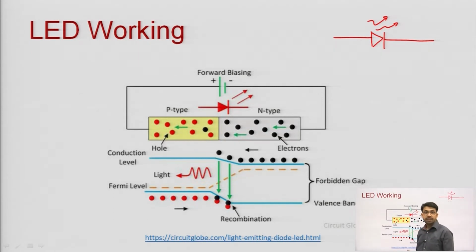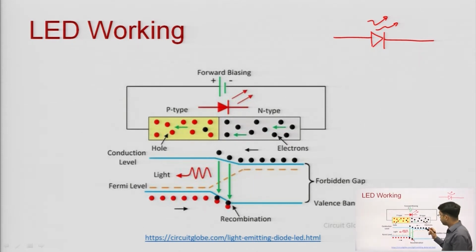When we forward bias this diode, what happens? We have connected p type with the positive terminal of the battery and n type with the negative terminal. The like charges repel each other, so holes will move towards the junction, and in the n type semiconductor, electrons will move towards the junction. At the junction, electron hole recombination will happen as it happens in a normal diode. When an electron combines with a hole, a photon is released.